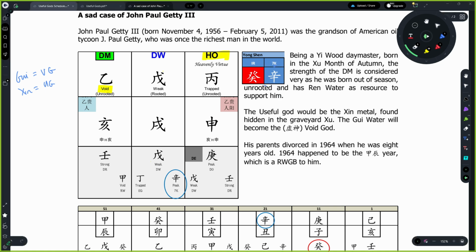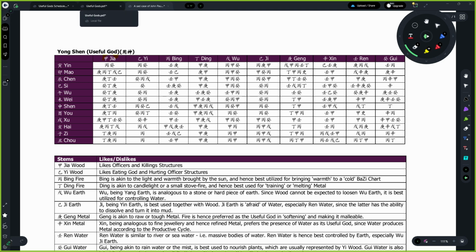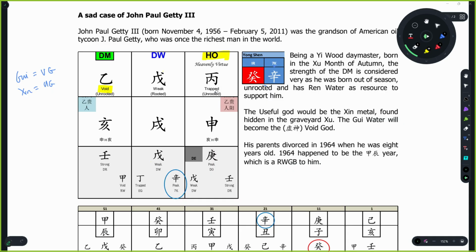So the schedule is often where we start, but the schedule is not where we end. It's just a starting point for us to take a look. Now, sometimes we may find that there might be useful gods outside this schedule. Or sometimes those that are inside here are not to be considered useful. So we cannot just look at the schedule automatically and then consider, well, that's it. It has Xin metal and Xin metal has this.